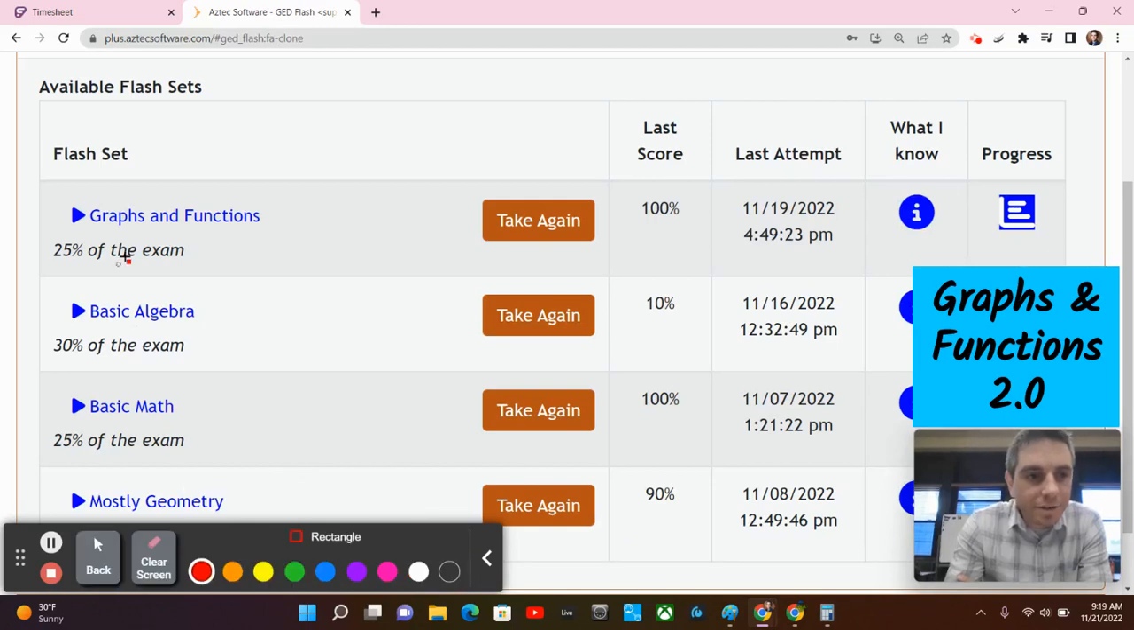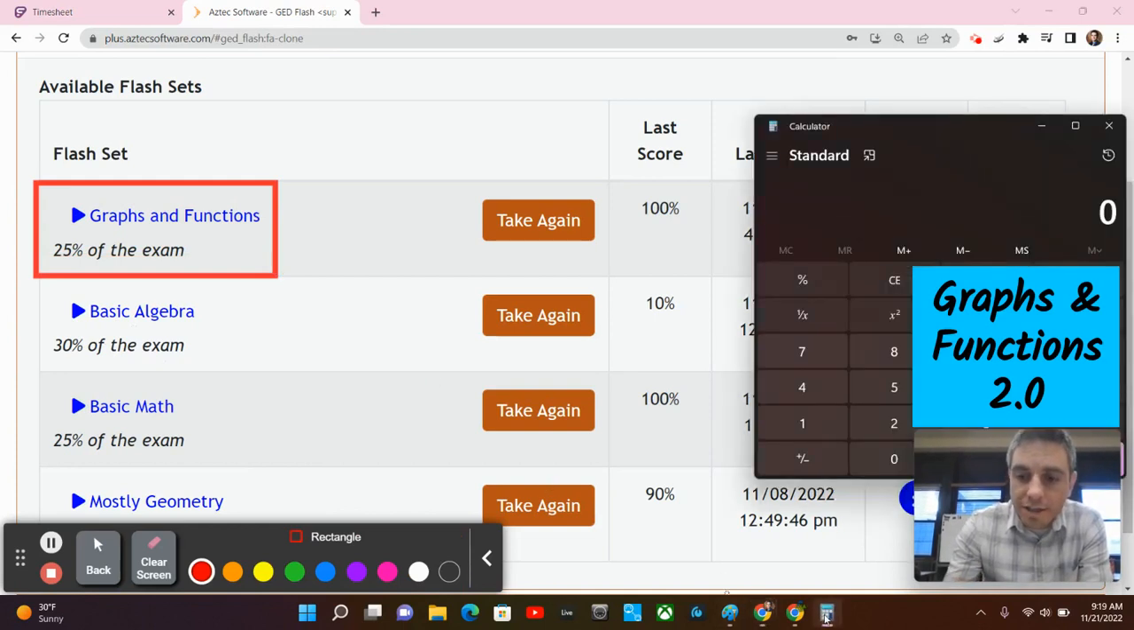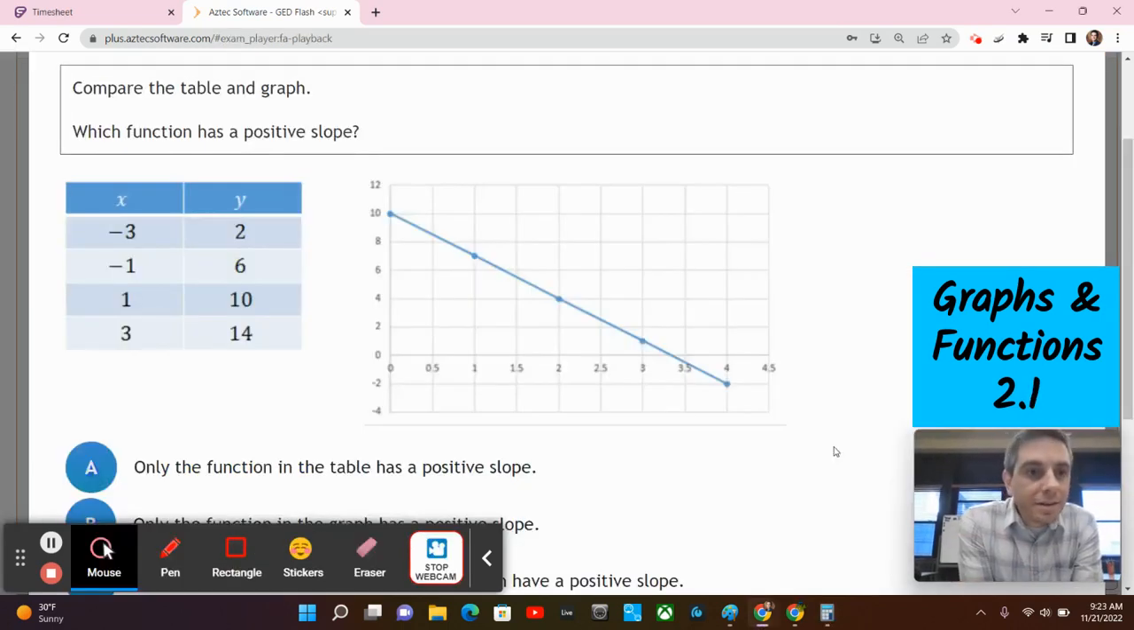In today's video, we're going to be covering graphs and functions, which accounts for 25% of your total GED questions, or about 11 or 12 questions. Compare the table and graph. Which function has a positive slope?